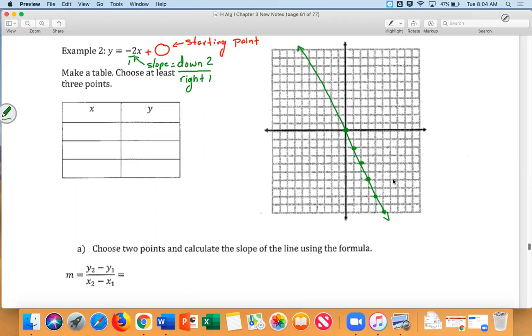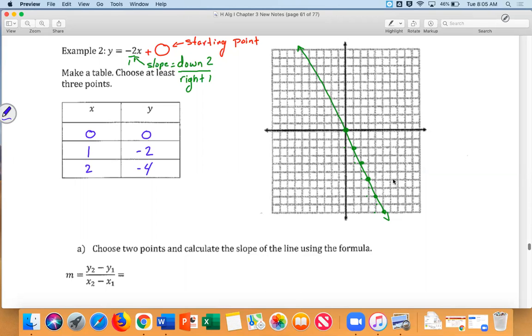All right? So I drew my line connecting my dots, and now I can take 3 points off of my line if I chose, or I could pick any 3 points I wanted. I typically pick points like 0, 1, and 2, because they're easy. So I'm going to plug that in. y equals -2 times 0. Well, that's 0. y equals -2 times 1. Well, that's -2. And y equals -2 times 2, that's -4.